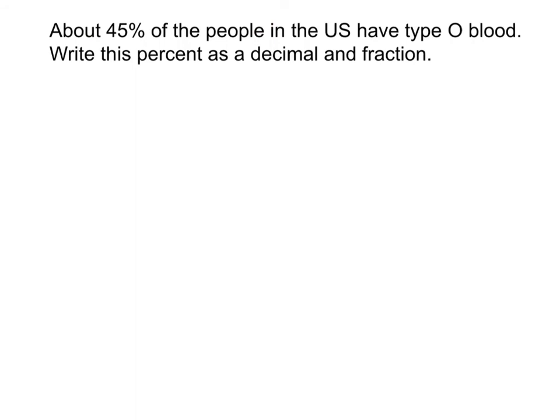Let's work one more problem. Here's the problem. About 45% of the people in the United States have type O blood. Write this percent as a decimal and a fraction. So let's start off with 45%. Let's first write it as a decimal. So I'm going to move the decimal 2 places to the left. So 1, 2. So 45% is 0.45 as a decimal.